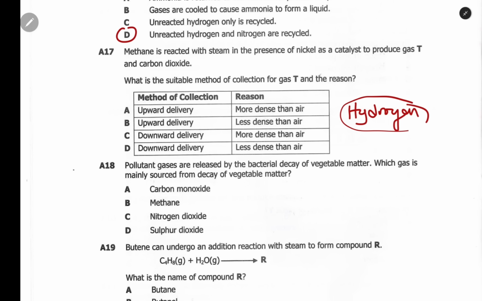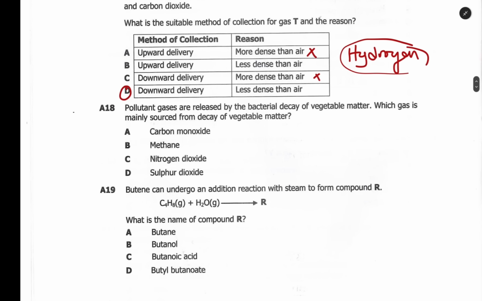So upward delivery, and the reason is that it is more dense than air. So we're going to cancel out those that are more dense than air and just remain with B and C. So now B is upward delivery, then D is downward. So the answer is D, downward delivery and less dense than air. Very important to understand this.